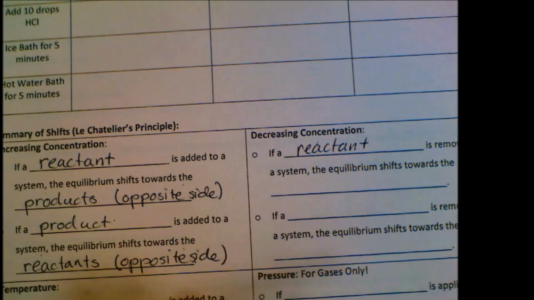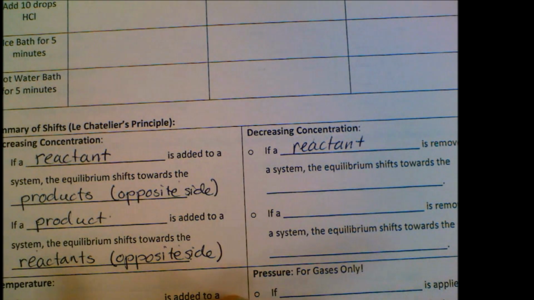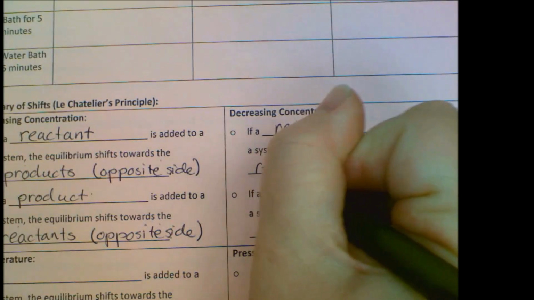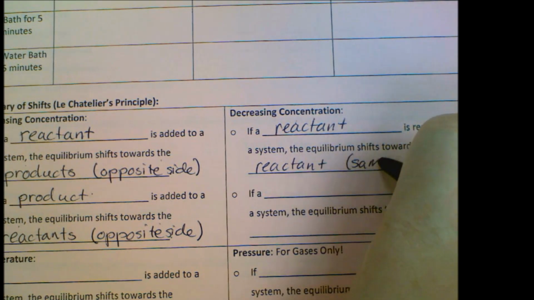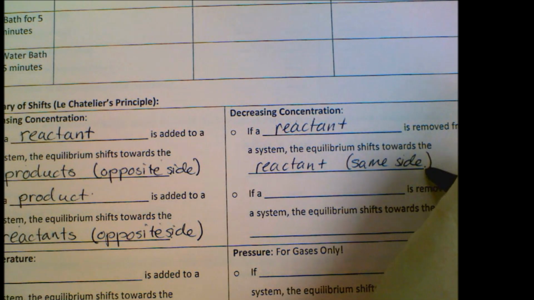If you remove something, it's like it pulls the reaction towards that to replace it. So it's going to shift towards the reactant side, or the same side as the chemical you remove. So let's look at an example of that.